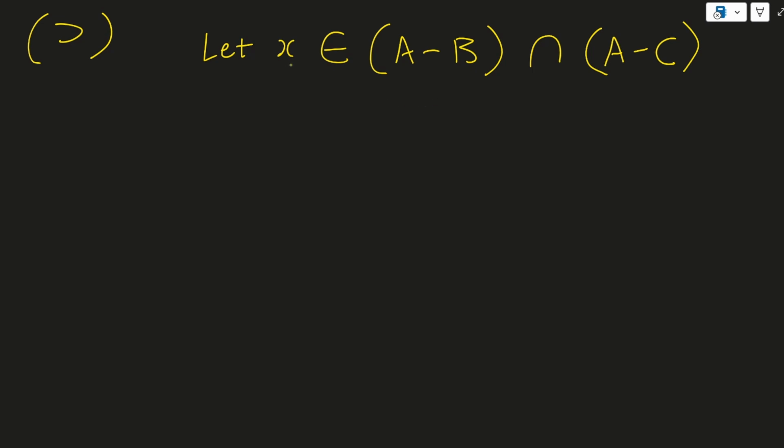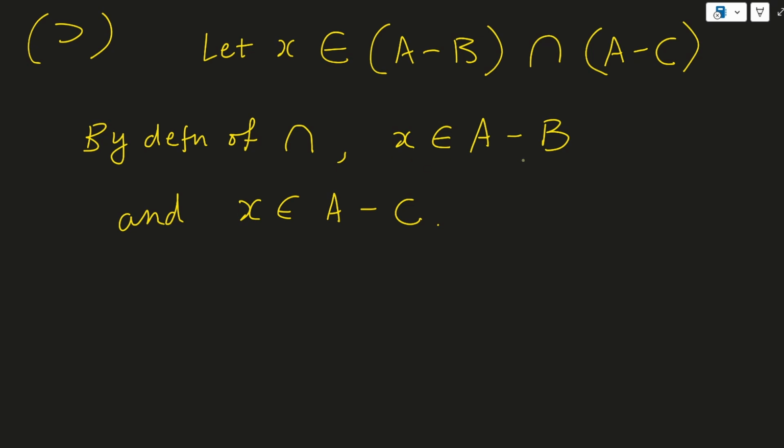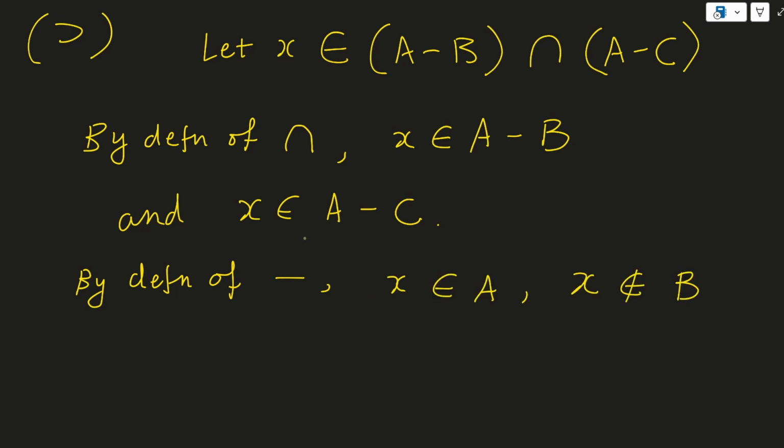So we see that X is in the intersection of those two sets. By the definition of intersection, we know that X belongs to both A minus B and A minus C. So now we see that X is in A minus B and X is in A minus C. So let's apply the definition of set difference. By the definition of minus, X is in A, but X is not in B. And similarly, we have X is in A, but X is not in C. But because we already have written X is in A once, there's no need to write it twice. So we just write X is not in C.